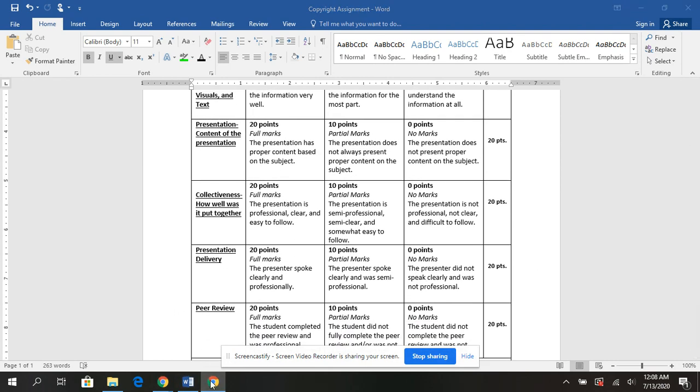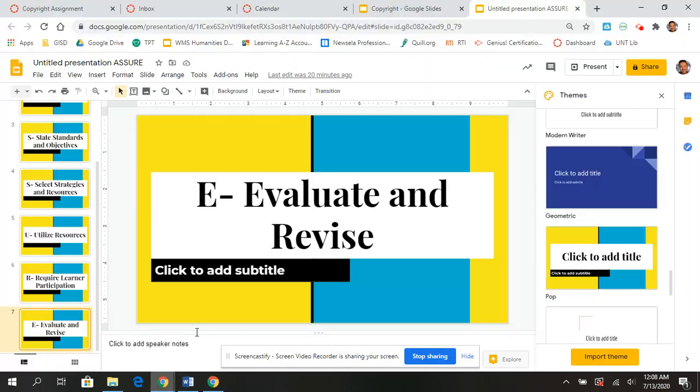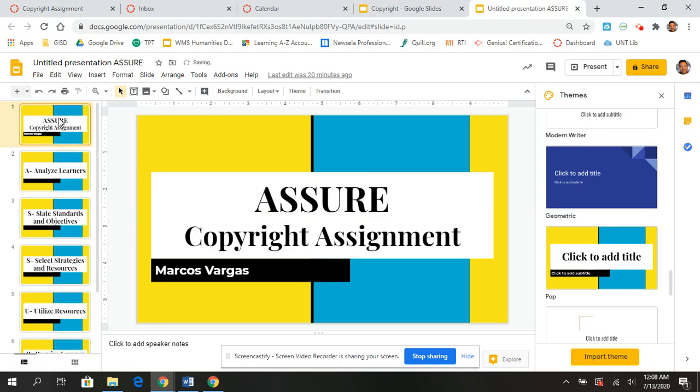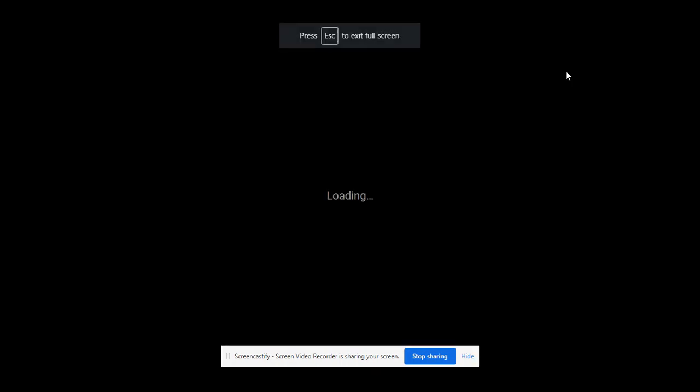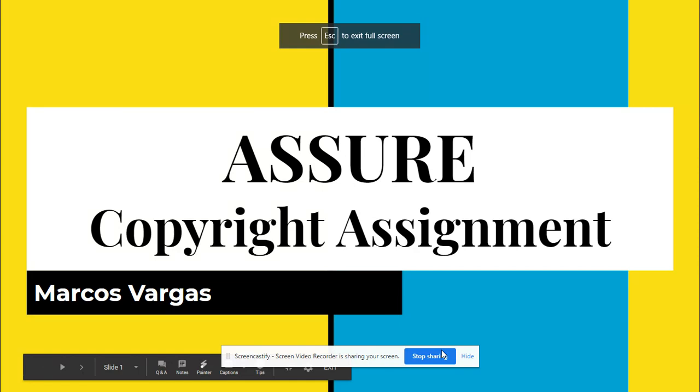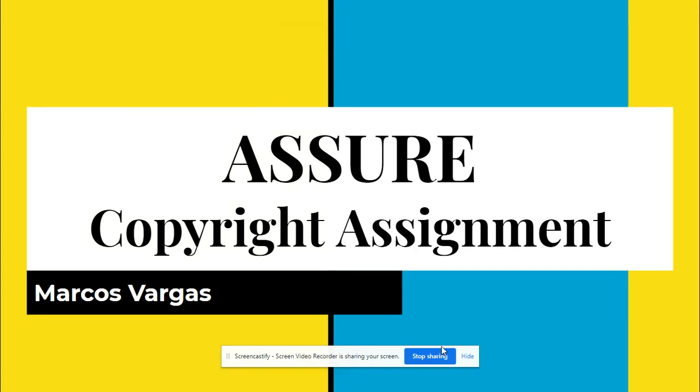So again, to go over one more time, the assignment that I will do for my Assure model would be an inquiry-based research presentation in which students will select a topic that they would like using copyright laws, copyright rules, in order to demonstrate how well they understood copyright laws.